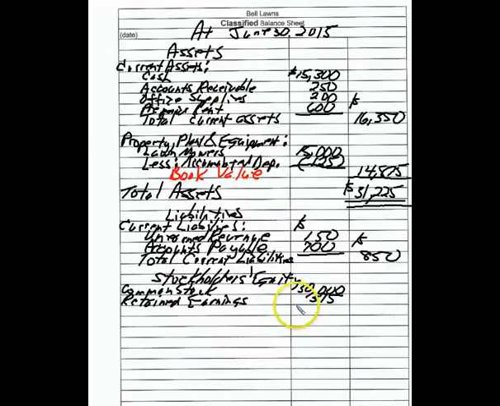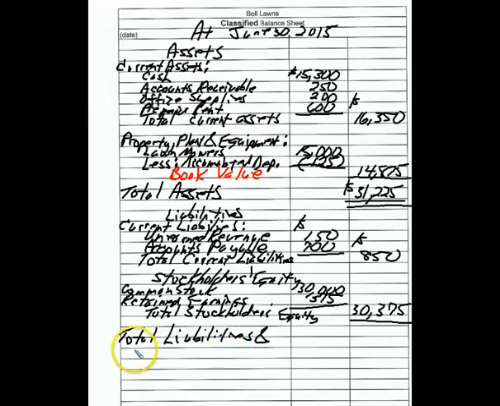$375, add those together, $30,375. So total stockholders' equity, a lot of long words, isn't it? Total stockholders' equity is $30,375. And I want to add liabilities to stockholders' equity. So now I'm going to do total liabilities and stockholders' equity. Get my apostrophe in there. Equity.